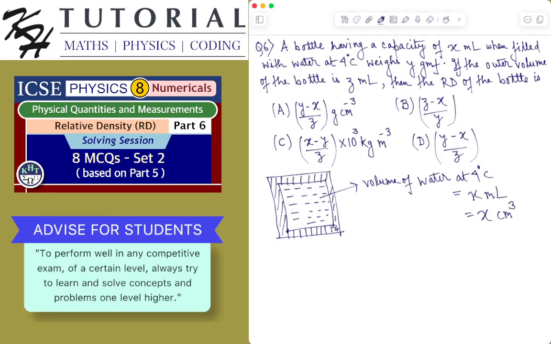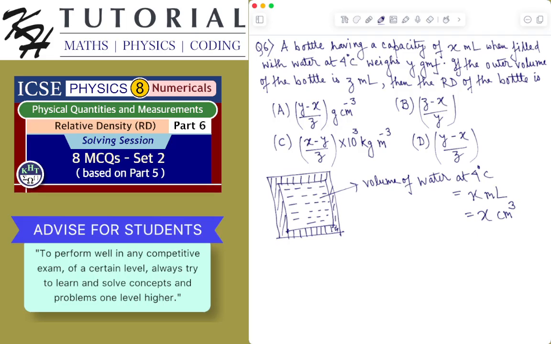Now, if the outer volume of the bottle is z ml, then the relative density of the bottle. Now, the problem is asking the relative density of the bottle. How do we find the relative density of the bottle? We need a certain mass of the bottle and the volume of the bottle. Obviously, since the bottle has some thickness, what will be the volume of the matter of the bottle, not the capacity? It is given that the outer volume of the bottle is z ml.